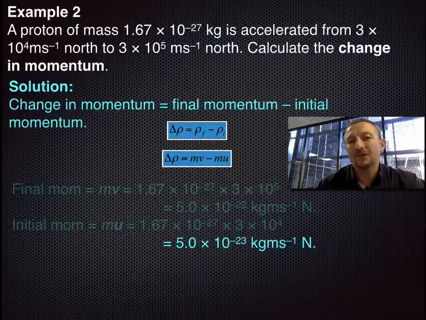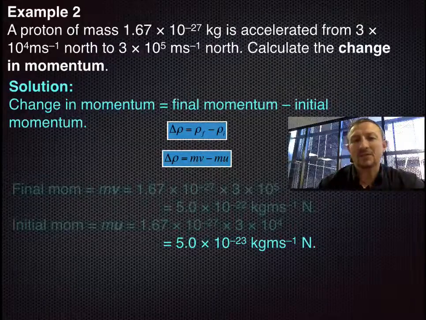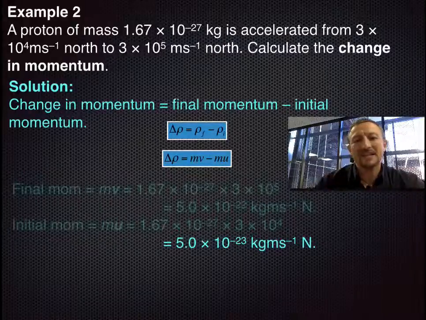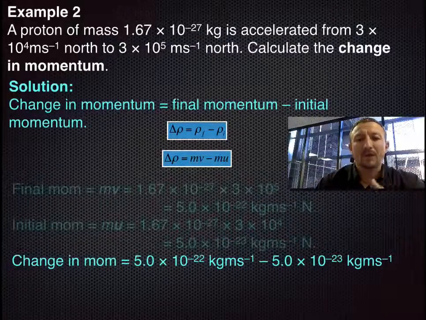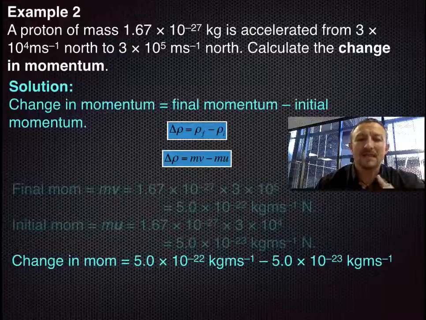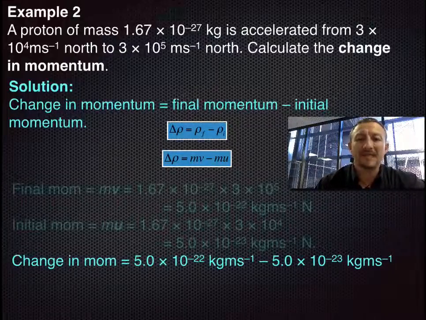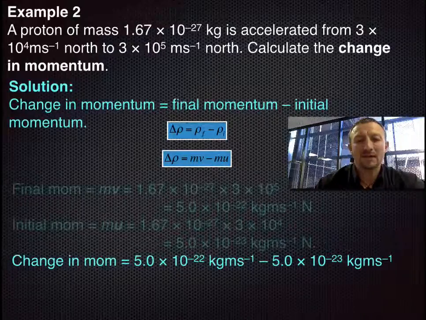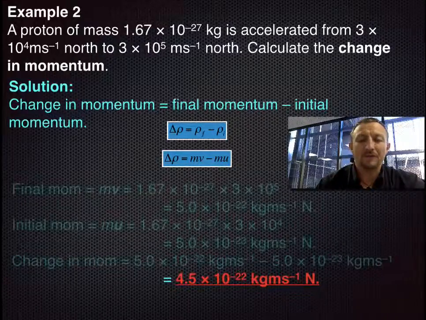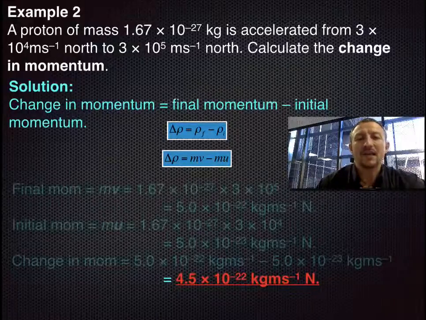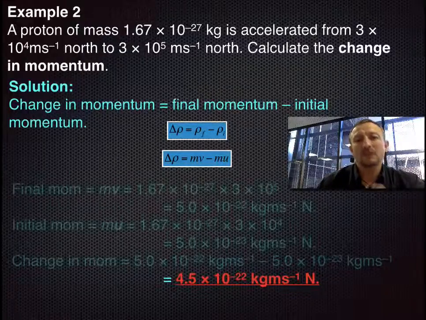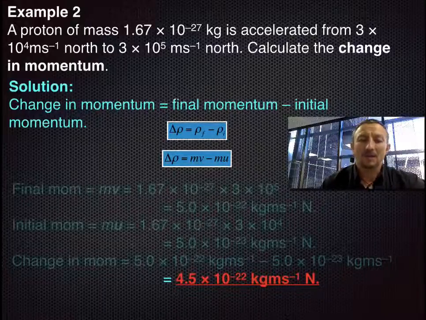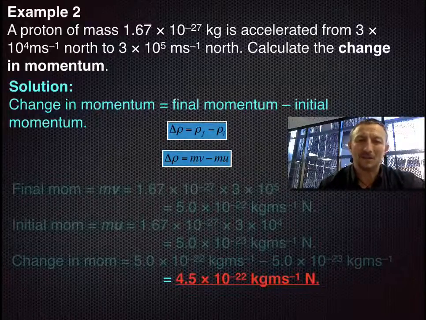Now, if I say that north is going to be positive, the change in momentum will be one plus the other, but because it's going in the opposite direction, I need to take it away. So the change in momentum is the final momentum, 5 times 10 to the negative 22, take away 5 times 10 to the negative 23, which gives me 4.5 times 10 to the negative 22 kilogram meters per second north. This is what promotes the change in momentum and allows it to accelerate up to 3 times 10 to the 8 meters per second north.